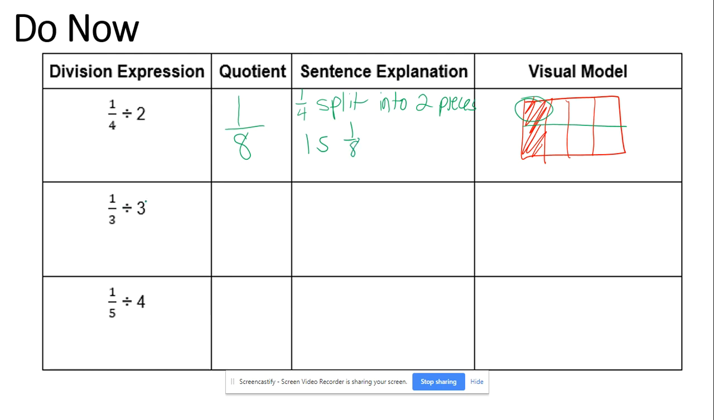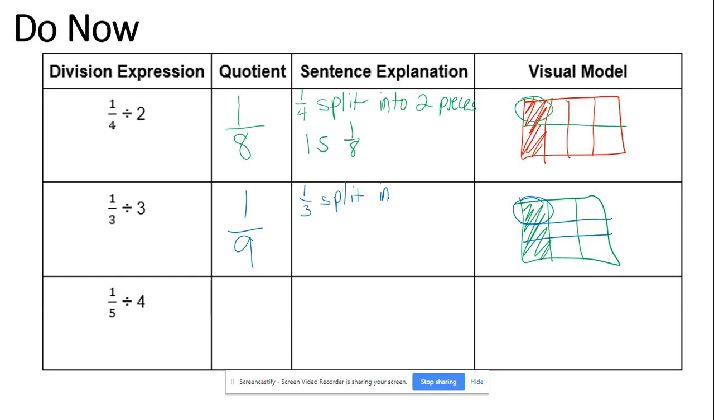Let's try the same with 1/3 divided by 3. We're going to start with 1/3. So we're going to start by shading one portion out of 3 equal parts. And now we're going to cut this into 3 equal groups. Each group is going to be getting 1 out of 1, 2, 3, 4, 5, 6, 7, 8, 9 parts. And that makes sense because 3 times 3 is 9, and the 1 stays the same. 1/3 split into 3 groups is 1/9.